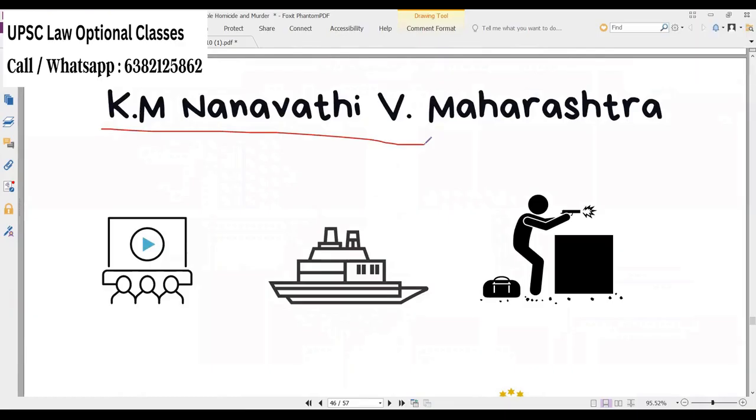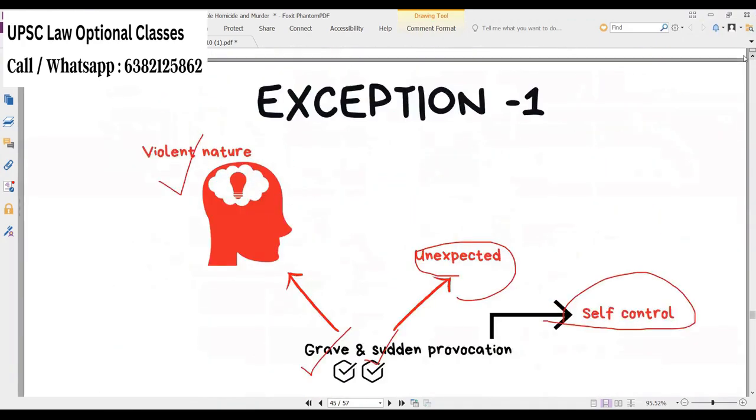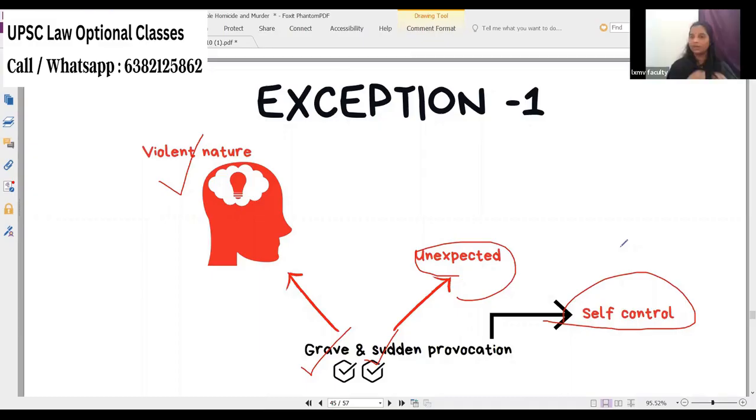Very important case. Anshul sir, tell me, sir. Just one small question. On the previous slide, it was written that violent nature. So does that mean that anyone needs to have knowledge that that particular person is of violent nature, or does it not matter? Nobody needs to know. Only the accused must prove that he falls under this exception. Okay. So he must prove that it was so grave and sudden that it kindled his violent nature.